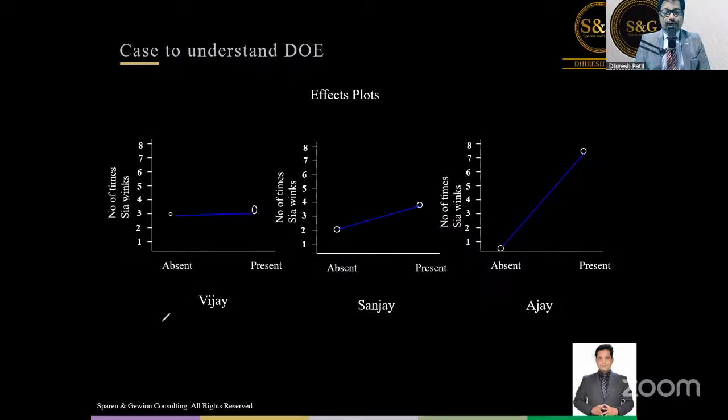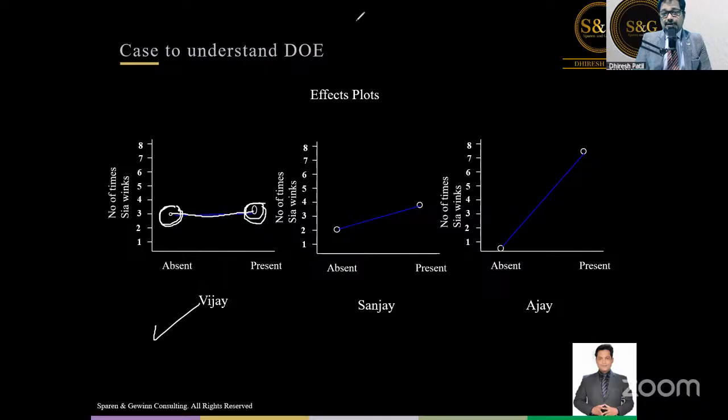Look at this. Let's say Vijay's effect plot says when Vijay was absent 3 times and when Vijay was present 3 times. So this is how, see, number of times Sia winks. Winks matlab smile. Okay. So when Vijay was absent, she smiled 3 times. When Vijay was present, she smiled 3 times. If I connect these 2 dots, I get a flat line.